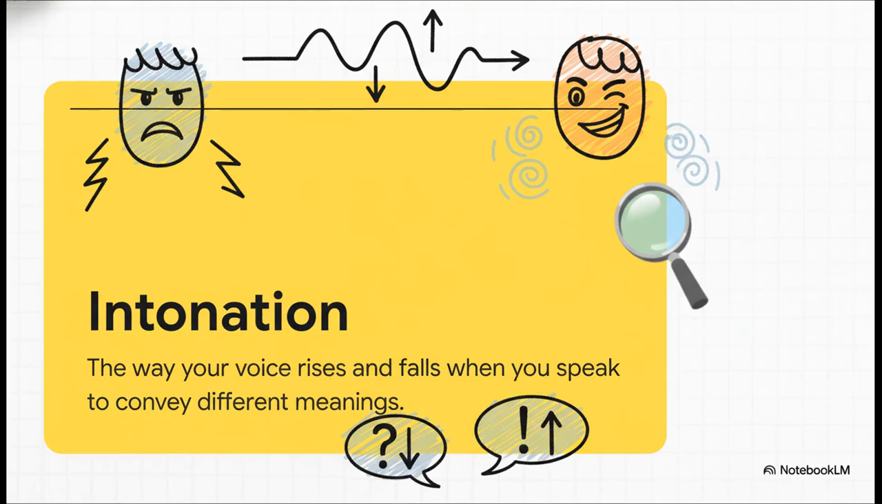So what is this music we keep talking about? It's got a technical name, intonation. But all it really is, is the rise and fall of your voice when you speak. It's the melody of language, and trust me, if you get this melody wrong, you can cause some serious confusion. It's literally the difference between someone thinking you're being serious or totally sarcastic.